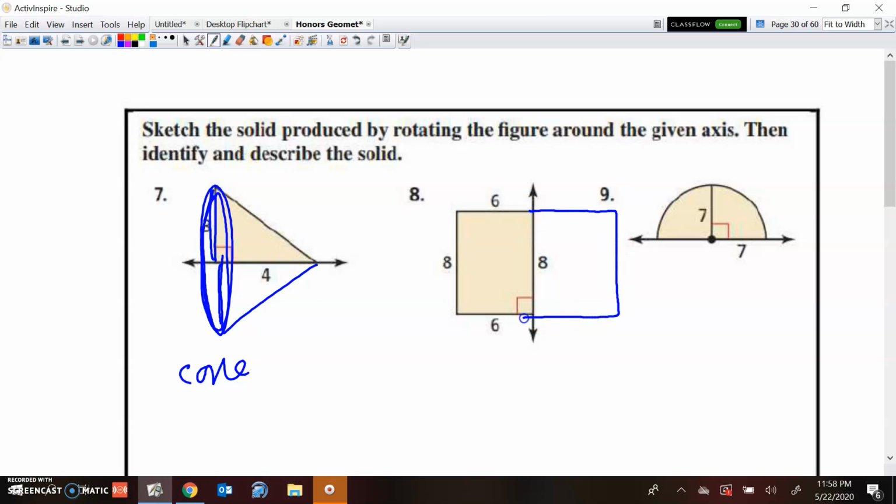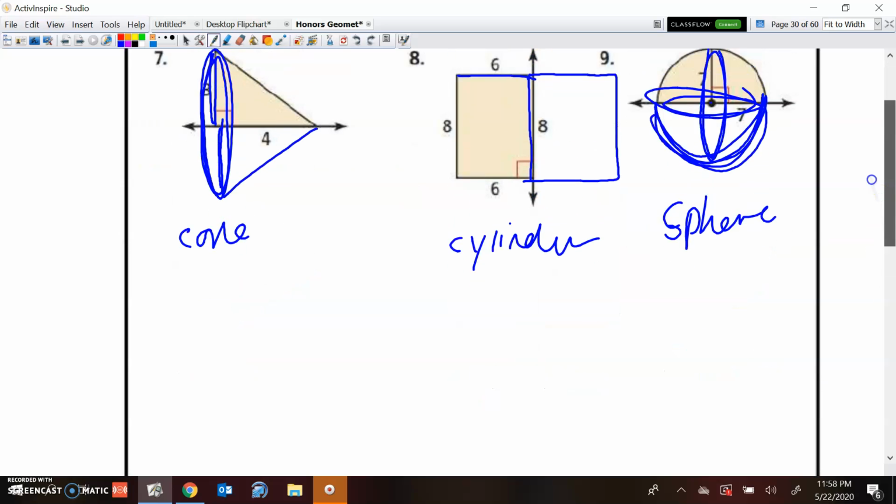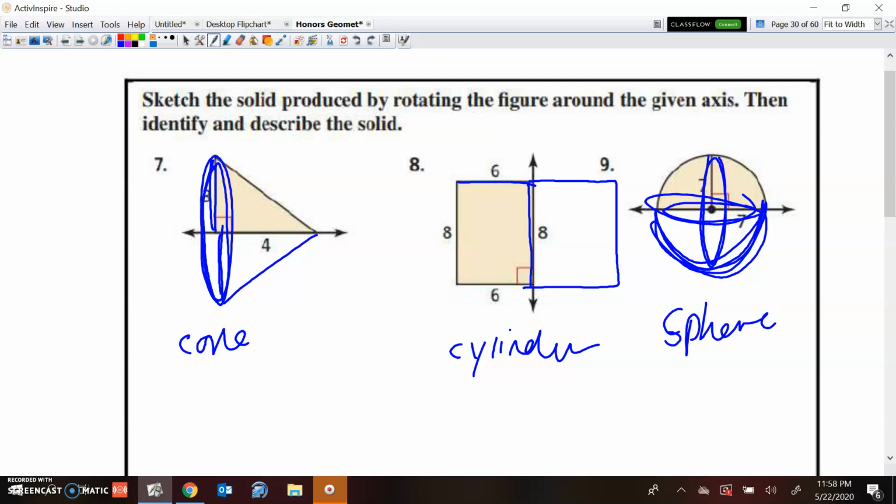This, when I rotate it around, it spins all the way around, so it's a cylinder. This would have a height of 8 and a radius of 6. And lastly, this would spin around and give me a sphere. Okay, so this would be my sphere, with a radius of 7. Okay, all right, that wraps that up. Notice when you do rotations, one of your sides is always going to be something circular.